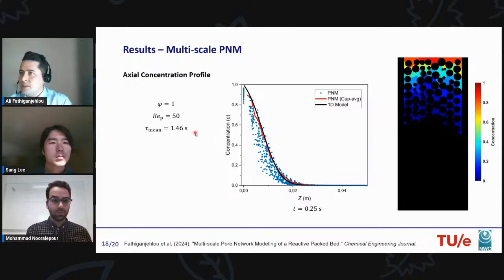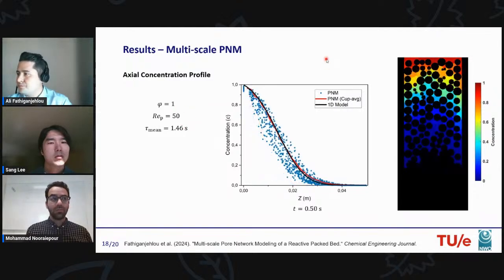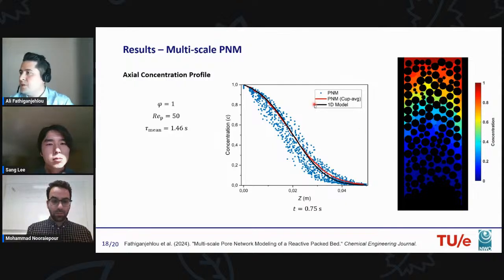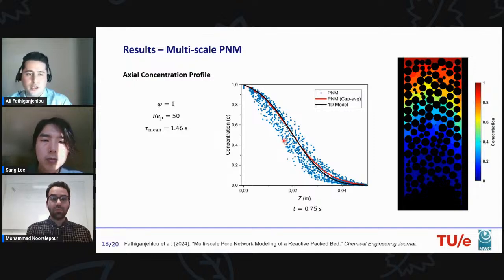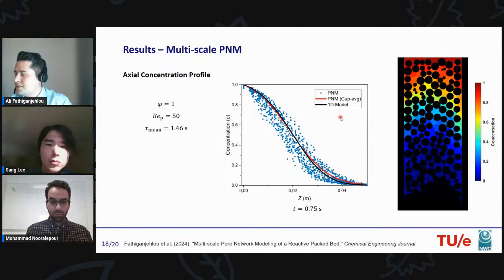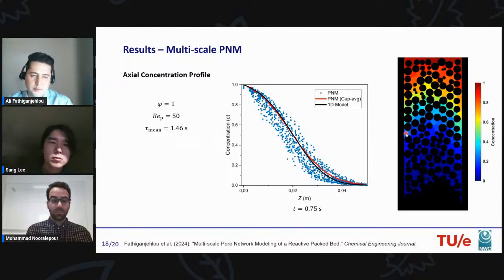Here you can see the axial concentration profiles at different time steps for a condition where the Thiele modulus is equal to 1 and Reynolds is equal to 50. We can see how the concentration evolves inside the packed column over time. Also, we compared the cup-averaged axial concentration profile from PNM to the one from a 1D model to validate our multi-scale PNM. Here, the blue dots represent the concentration in reactor scale pores.